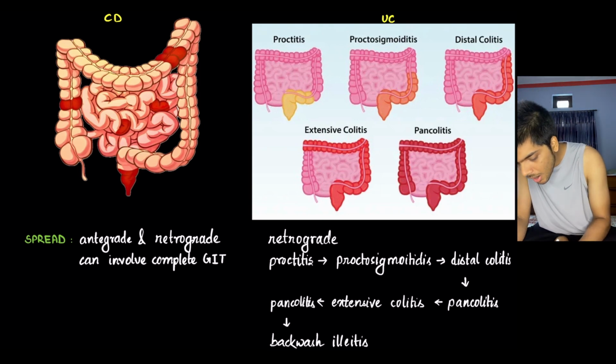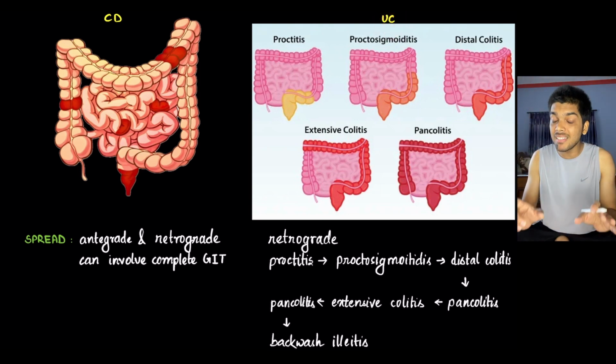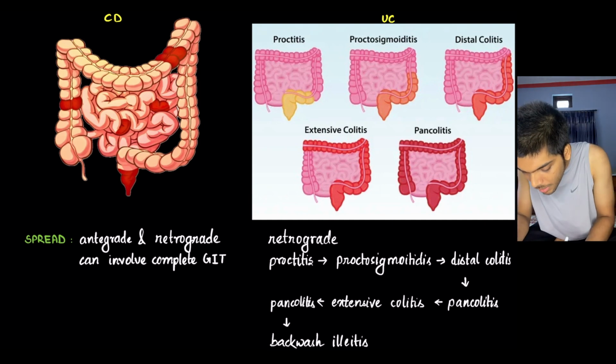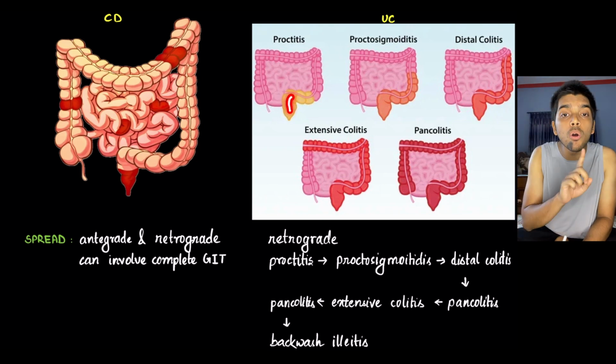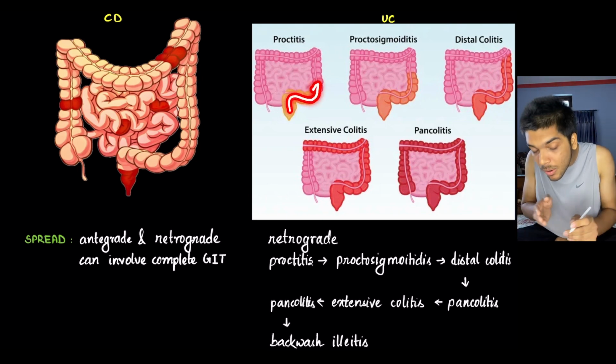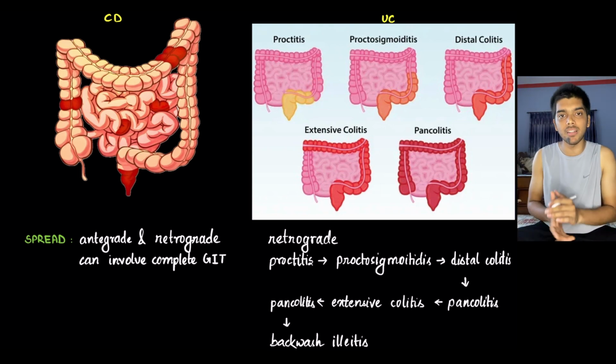Okay. In ulcerative colitis, what did I say? I said that in ulcerative colitis, the lesion begins at the rectum, and from the rectum, the lesion continuously, without skipping any region, spreads backward. See, it's going backward, or in a retrograde fashion.